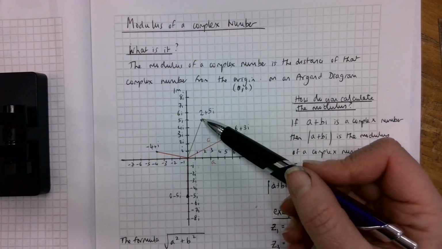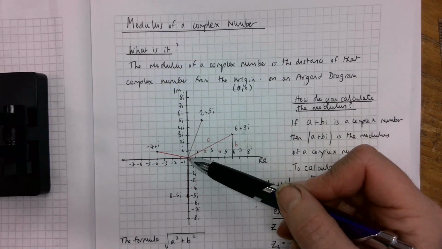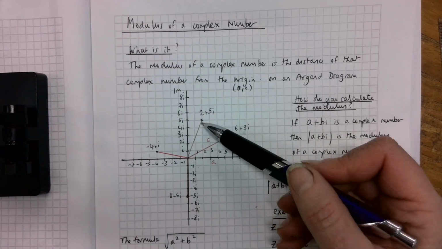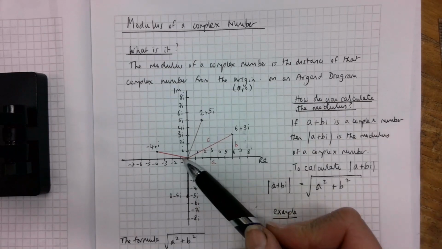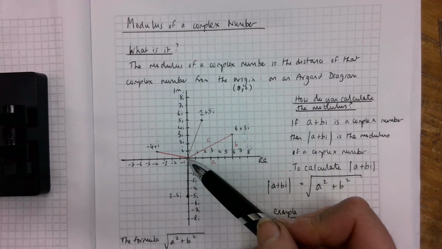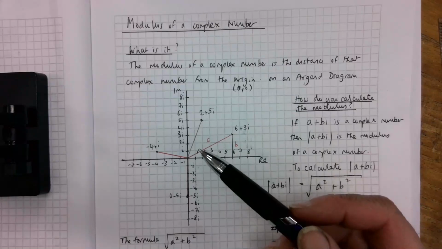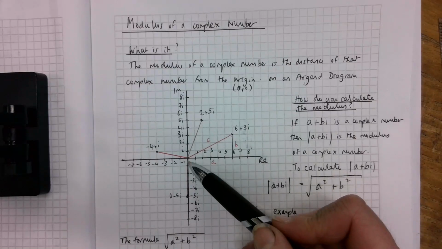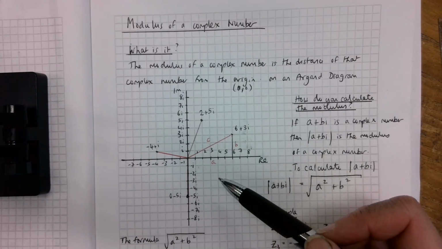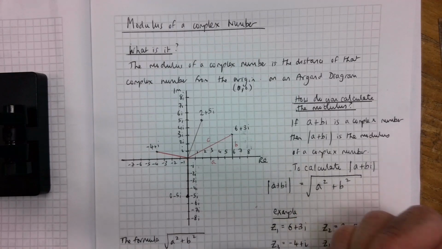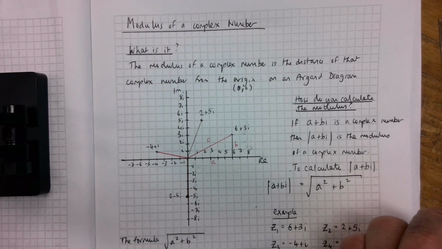So the distance from 2 plus 5i to the origin, that's the modulus of that complex number. The distance between the origin and minus 4 plus i, the distance between the origin and 6 plus 3i, and the distance between the origin and 0 minus 5i, they're the modulus of those complex numbers.